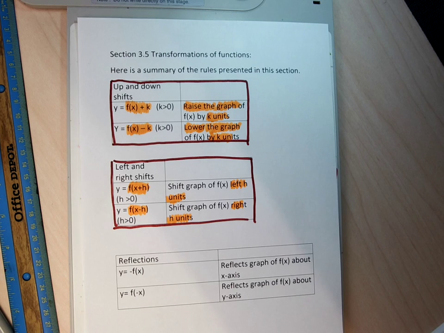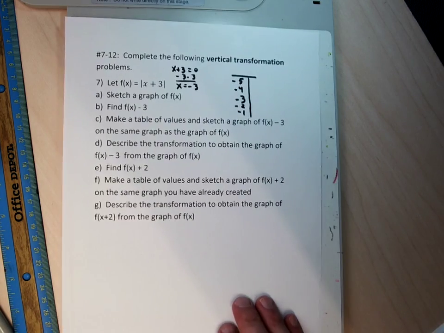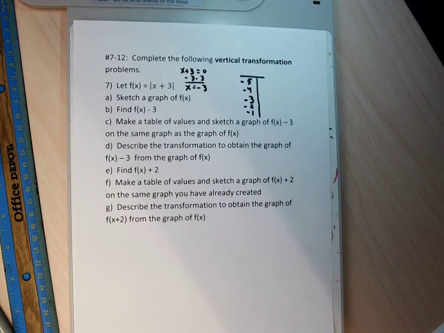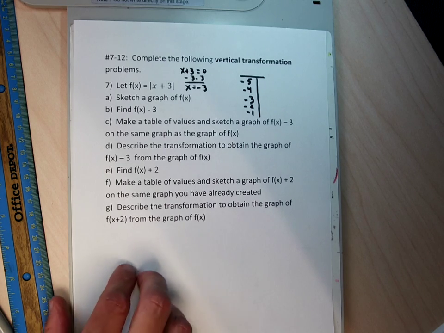So these are the really important kind of anchors for this section. And in each of the next problems, 7, 8, 9, 10, 11, and 12, we're going to get a base graph. We're going to move the base graph up, and we're going to move the base graph down. So here's your problem 7. So pause the video and give it a go. I'll move on. I just did 8, so I'm going to do 10.